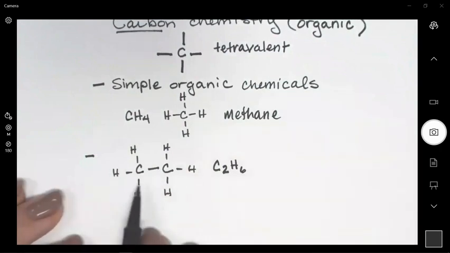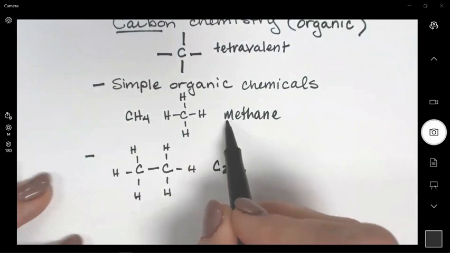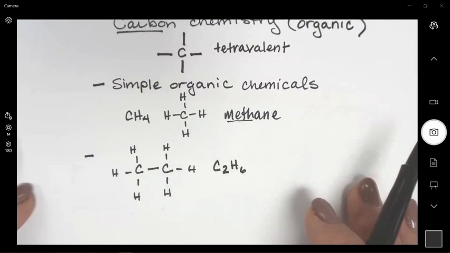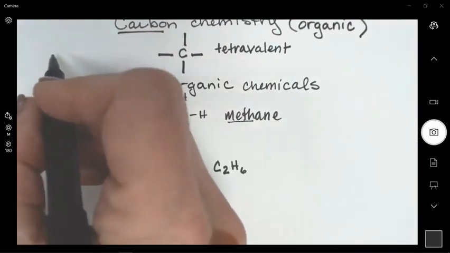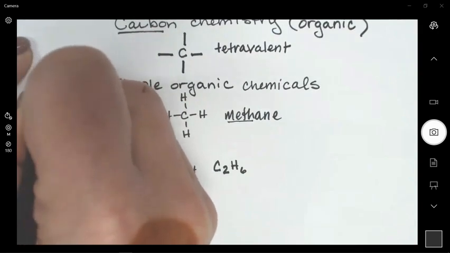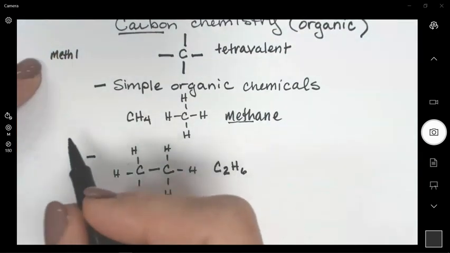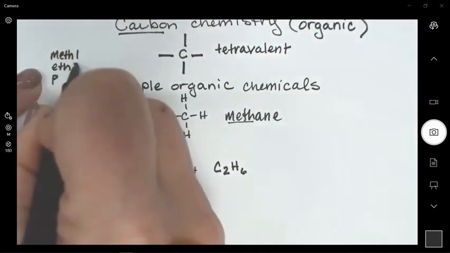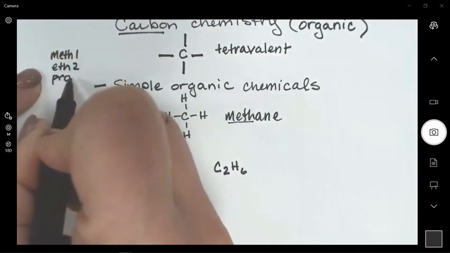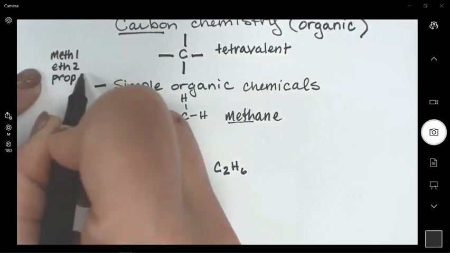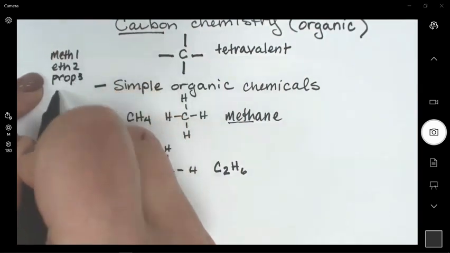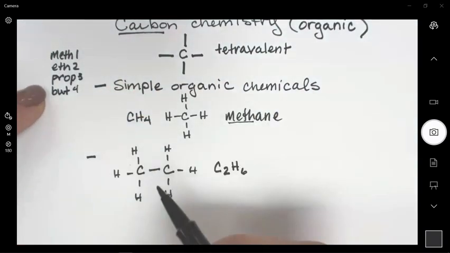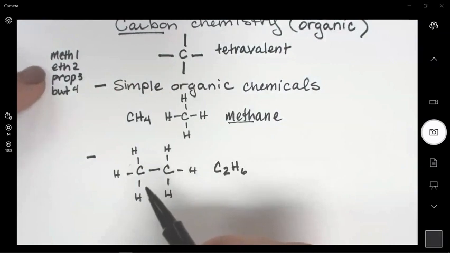With 2 carbons, we're going to use a different prefix. Meth is 1. What is 2? Eth. 3? Prop. Meth, eth, prop, but. But is 4, and then it makes more sense.